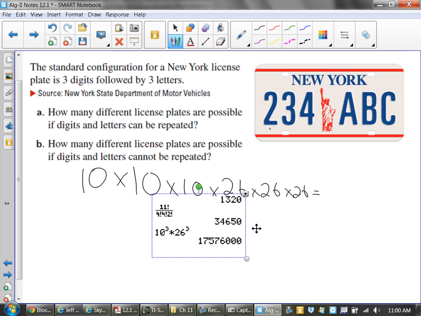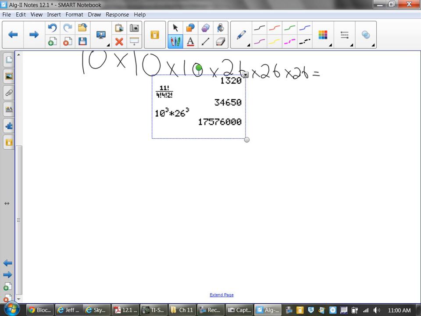Now what happens if you cannot repeat? If you can't repeat them, you have 10 choices for the first one. How many are left for the next? Not 7 now. Those are your numbers. Now go to your letters. How many letters are there? 26, 25.